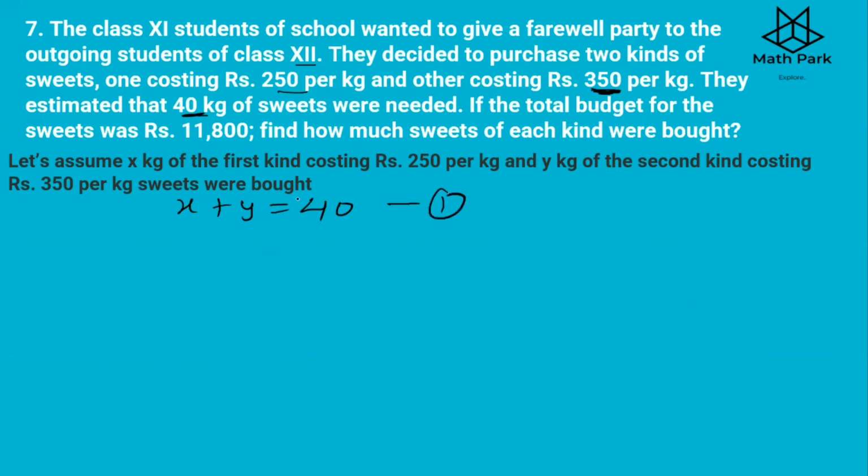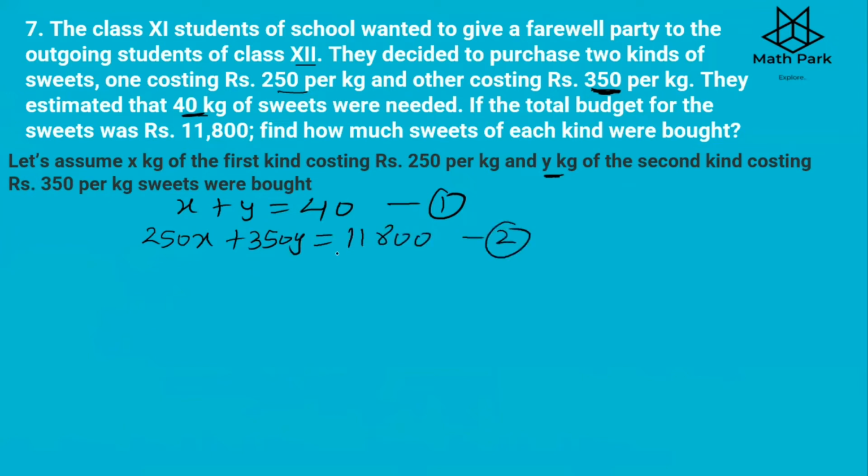Secondly, the cost is 250 per kg. So if I purchase x kg of sweets, 250x becomes the cost of this. And y kg of sweets are at 350 per kg, so plus 350y. I get the total cost, which was 11,800. Okay, so this is our equation number 2.